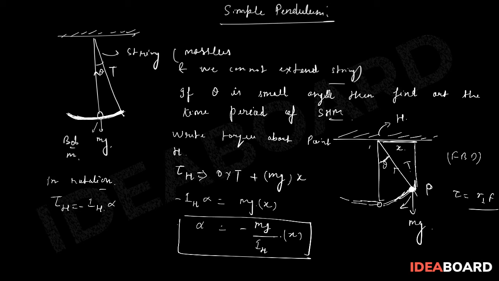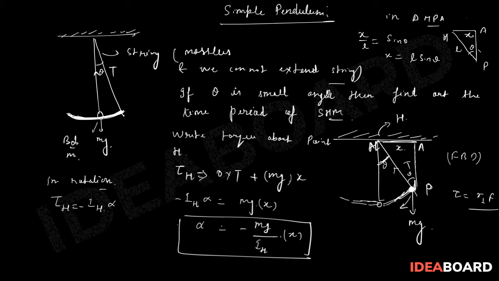If you see this triangle, let's say HPA, in triangle HPA this angle is theta. Let me draw this correctly. This is the triangle with points P, H and A. This is x, this is theta, this is L. So I can write x by L is equal to sine theta, and from here x is equal to L sine theta.